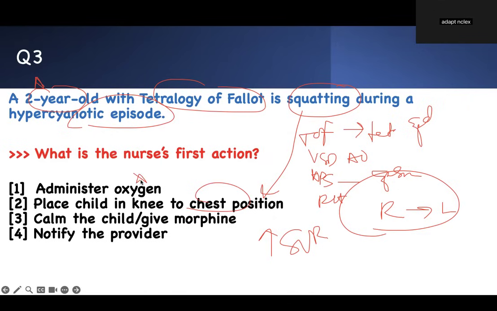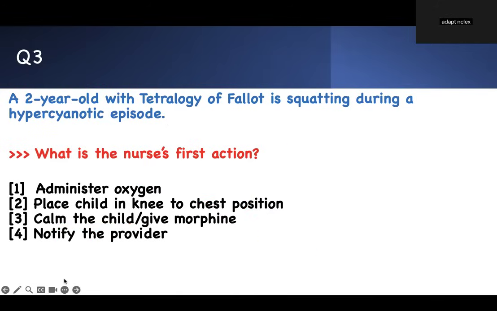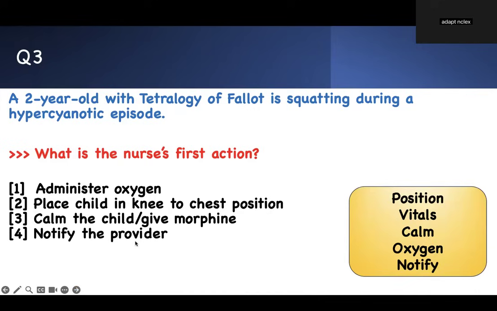Oxygen is not going to improve oxygenation because we want blood to go to the lung. If you notify the healthcare provider, it's too late. Therefore, we need to calm the kid down or give them something that will calm them down, that will prevent the shunting. It will decrease oxygen demand. It will decrease the spasm of the pulmonary stenosis, and more blood goes to the lung. This is the way you treat patients with a tet spell.